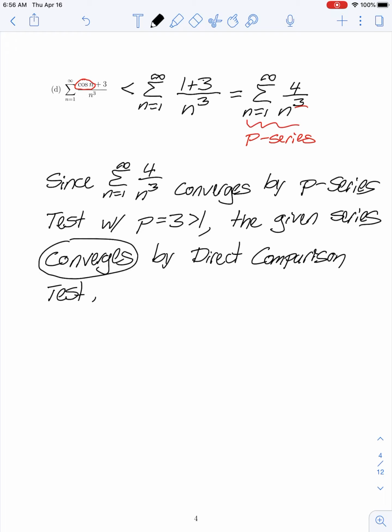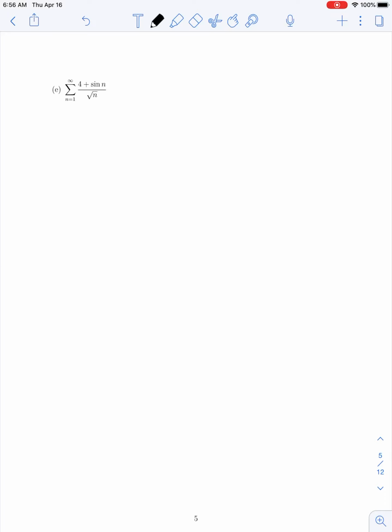So here we have convergence by comparing our series with a known convergent p-series. So let's look at another one, sort of similar. In this next one, part E, we have the sum from 1 to infinity of (4 plus sine of n) over the square root of n.